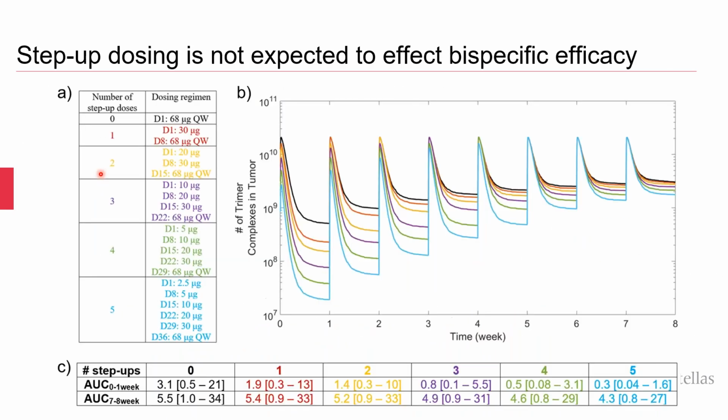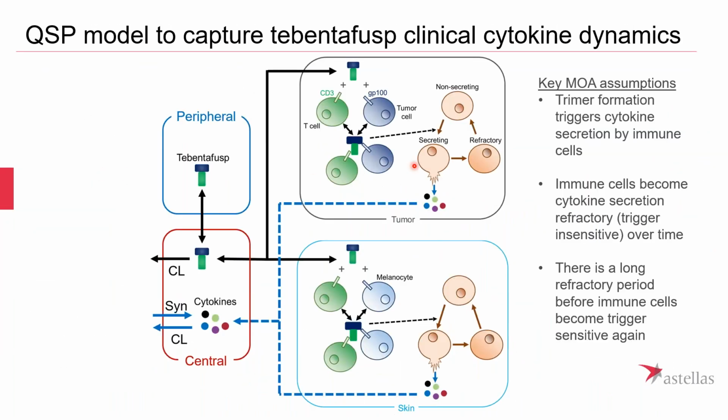Sure. So let me come back to the model schematic. The mechanistic understanding is basically my understanding, and I believe this is the current hypothesis of the field. The way the model captured it is that as you start administering your bispecific, you're going to be transitioning immune cells from a basal state, where they have the potential to secrete cytokines, to a refractory state. So you're exhausting your immune system from being able to release cytokines.